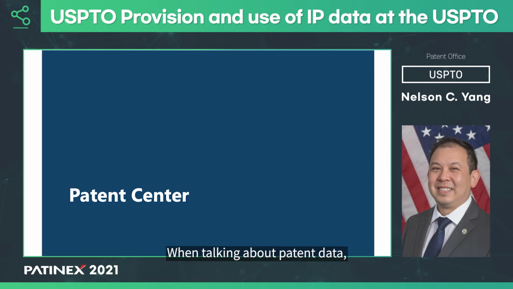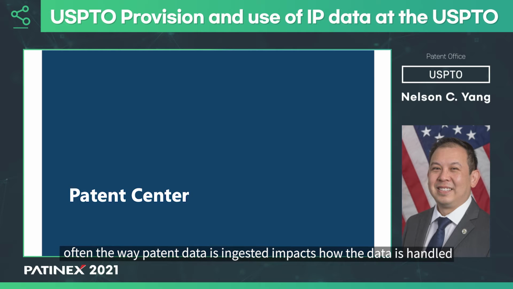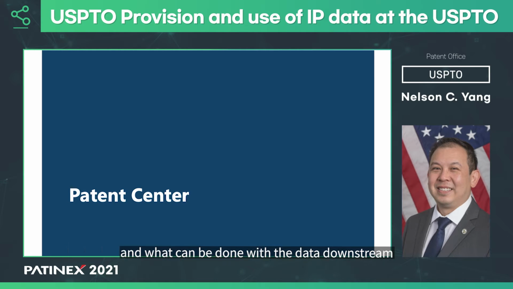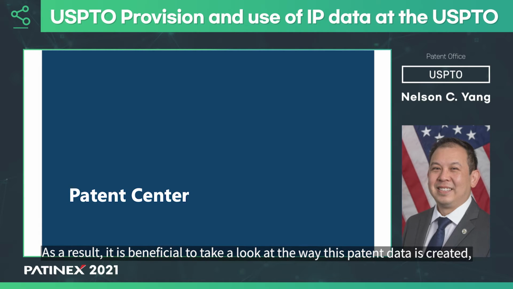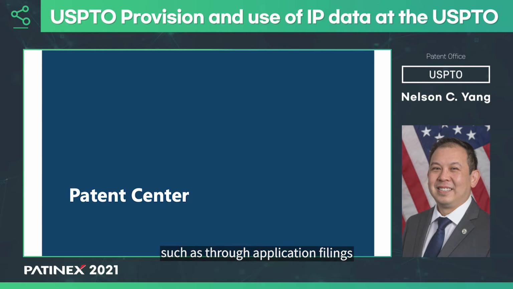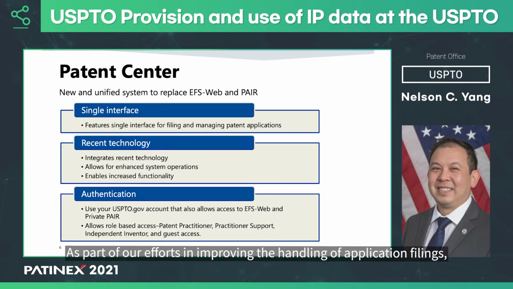When talking about patent data, often the way patent data is ingested impacts how the data is handled and what can be done with the data downstream. As a result, it is beneficial to take a look at the way this patent data is created, such as through application filings. As part of our efforts in improving the handling of application filings, we have been modernizing our e-filing processes and systems. Patent Center is the USPTO's next generation system for filing and managing patent applications that will replace EFS Web and PAIR.